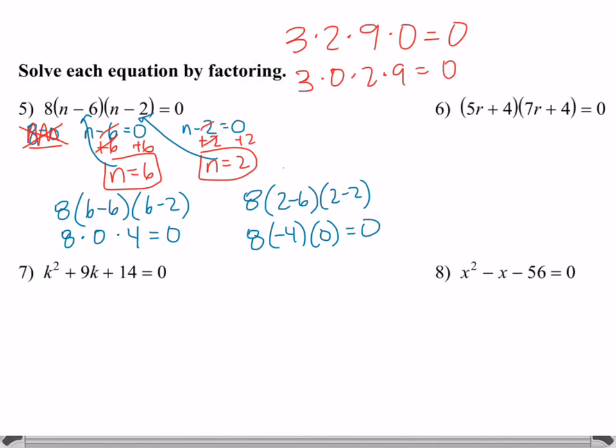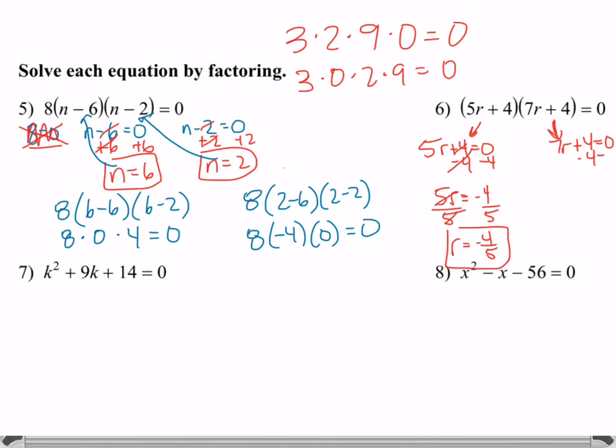Okay, so for number 6, again, they're already in parentheses, perfect. I can set each part equal to 0. 5r plus 4 equals 0, and 7r plus 4 equals 0. Subtract 4. 5r equals negative 4. Divide by 5. r equals negative 4/5. Subtract 4. Divide by 7. r equals negative 4 over 7. Okay? So those are the two answers.